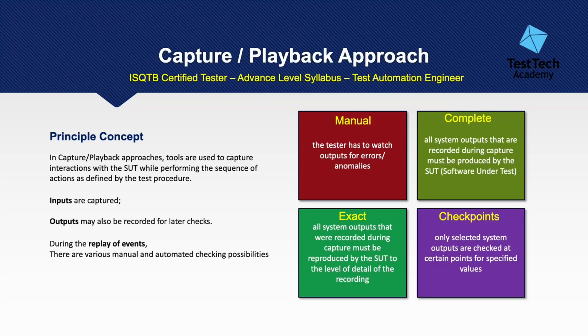The fourth option is checkpoint output checking. Checkpoint checking verifies outputs at selected points in the sequence. For example, testing an online shopping site, you record searching for a product, adding it to the cart, and checking it out. Checkpoints are set at search results, cart summary, and checkout to verify the correctness of outputs at these steps.